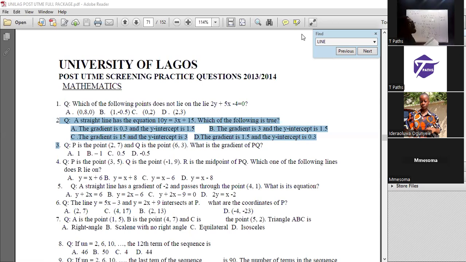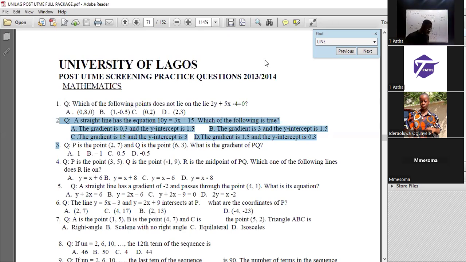A straight line has an equation of 10y equals 3x plus 15. Which of the following is true?